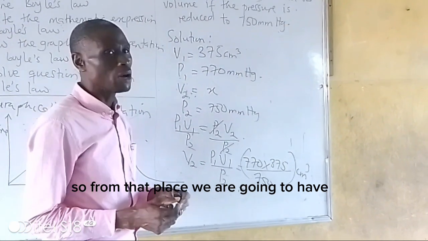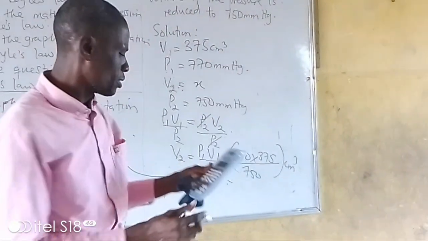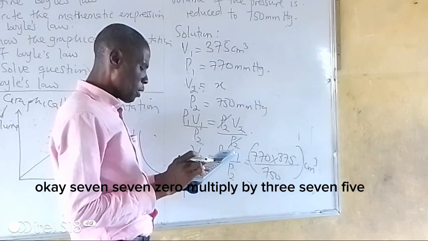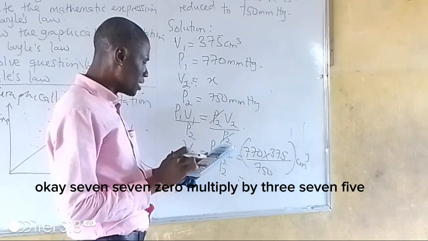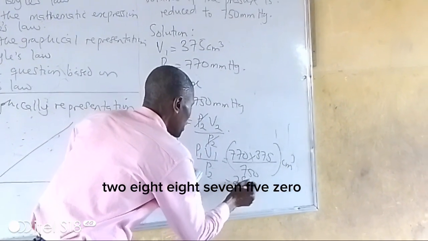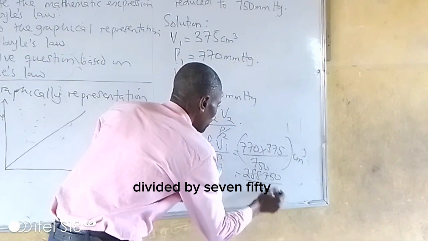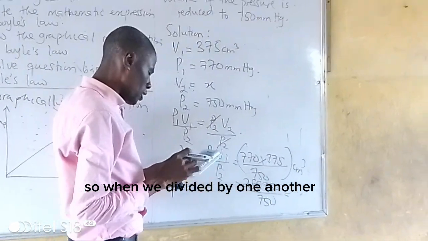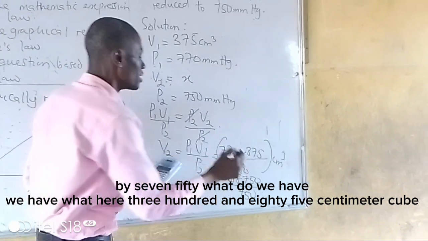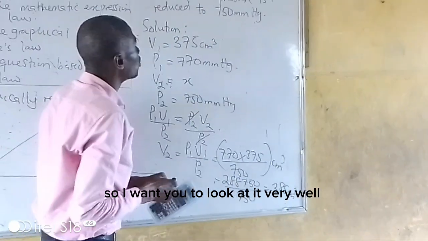From the expression, we have 770 multiplied by 375. Let's do that one by one. We have 288,750 divided by 750. When you divide by 750, what do we have? We have 385 centimeter cube.